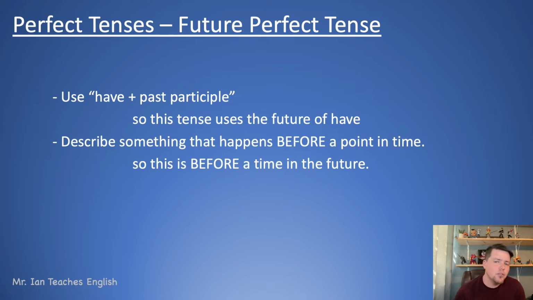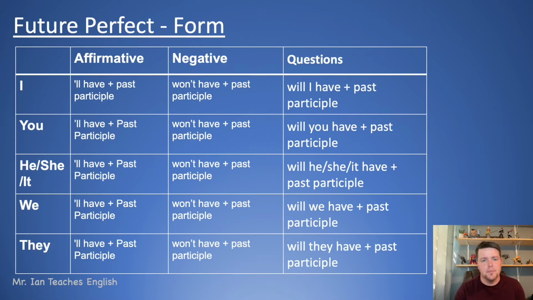All right, perfect tenses, all perfect tenses, also describe something that happens before a point in time. Present perfect describes something that happens before the present. Past perfect describes something that happens before the past. And future perfect, today's lesson, describes something that happens before a time in the future. So let's look at that form a little bit more closely.